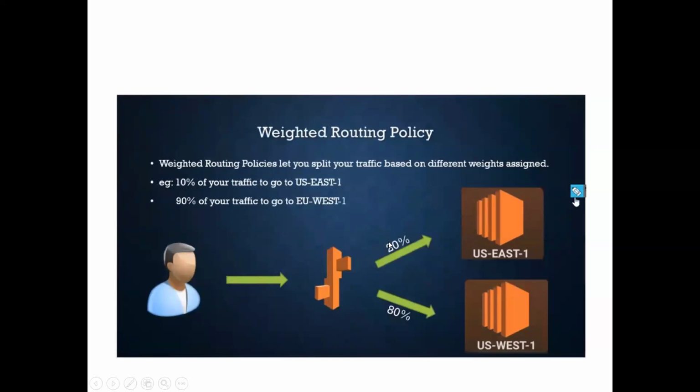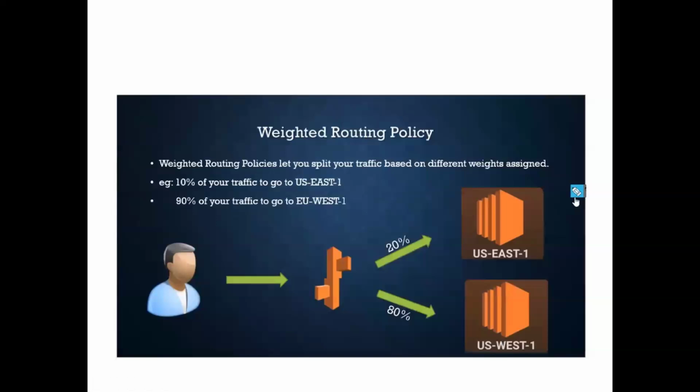We also have the weighted routing policy. Understand by the name itself, we can easily understand this one: weighted. So consider I have my infrastructure running in two different regions. My application is running in both US East 1 and US West 1. My application is running in two different regions: one is US East 1 and the other one is US West 1.